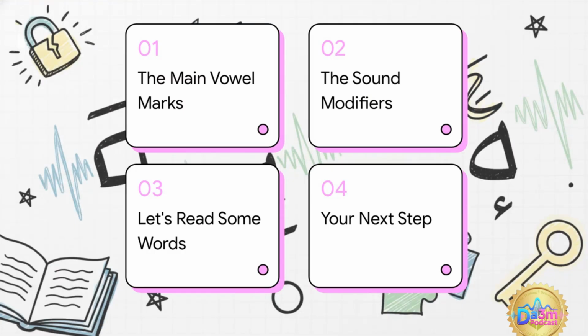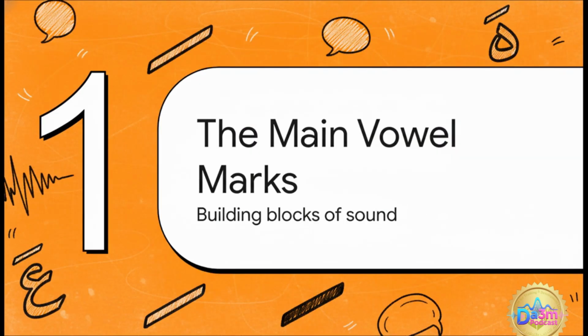So here's our game plan. We're going to start with the main vowel marks. Then we'll get into a couple of really important sound modifiers. After that, and this is the fun part, we'll put it all together and read some real words. And finally, we'll talk about your next steps. Let's dive right in. Okay, first things first, we're starting with the absolute essentials.